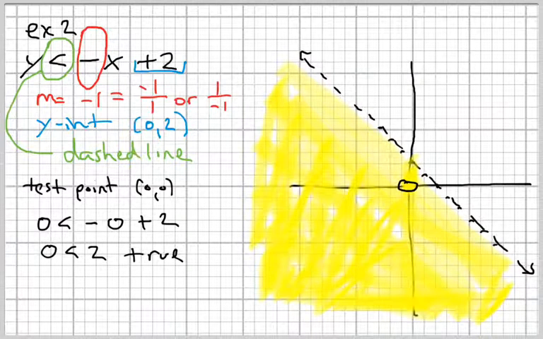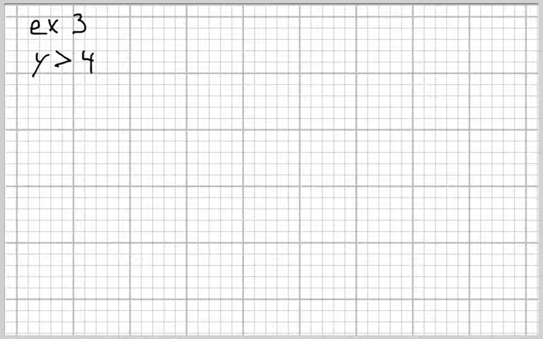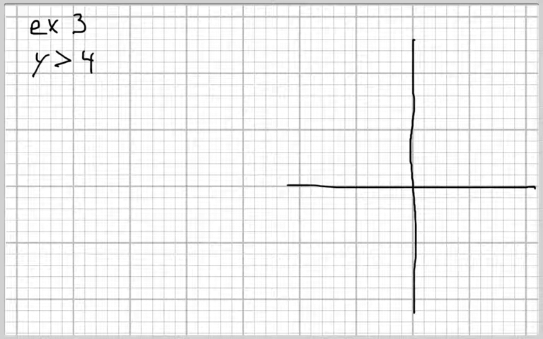Let's take a look at another example. So here we have y is greater than 4. So y equals a number, we know that is going to be a horizontal line. So let's just go ahead and graph that. Y equals a number is a horizontal line at that number. So y equals 4 is right here. So if it was an equal sign, my line would look like this.